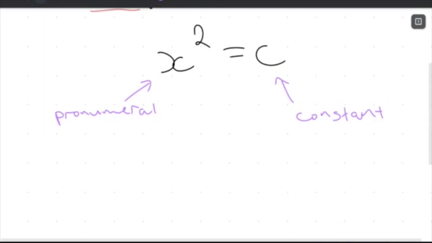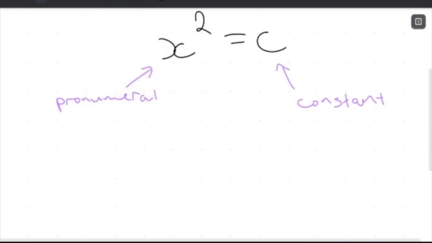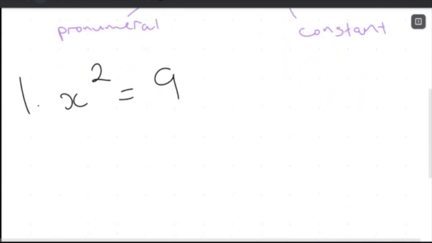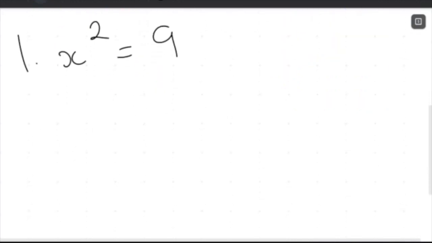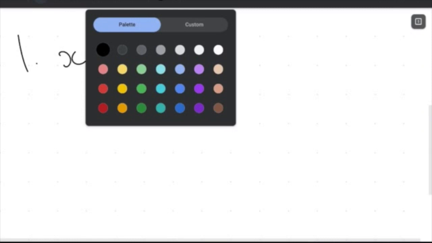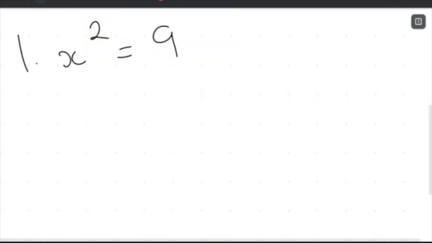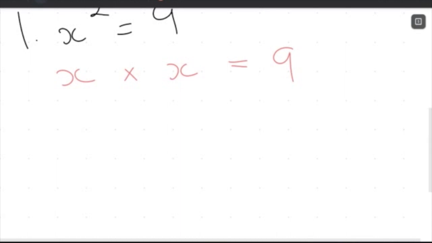I'm going to give you one example. I want to find a value for x that satisfies this equation, x squared equals 9. Let's take a moment to consider what x to the power of 2, or x squared, means. Remember we talked about powers as being a shorthand for multiplication. So this is like saying x multiplied by x gives me 9. We can think of which two numbers multiply to give me 9, and more importantly, which two of the same number? That's a very key point here.